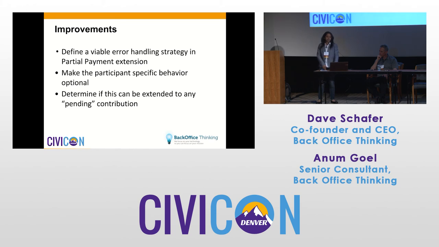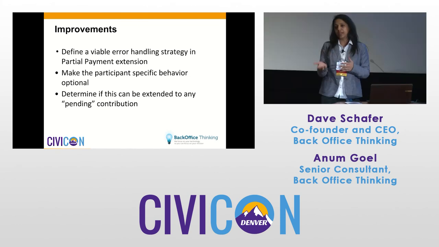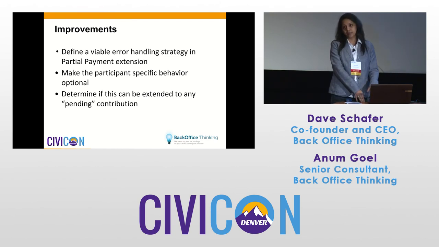And secondly, the partial payment extension is very participant specific as of now, but for the core function, the record additional payment function, participant ID is optional. So we think that we can make it more generic, so that any contributions in Civi which are in pending status, maybe from membership, recurring contribution, or participants, should be processed from this extension.